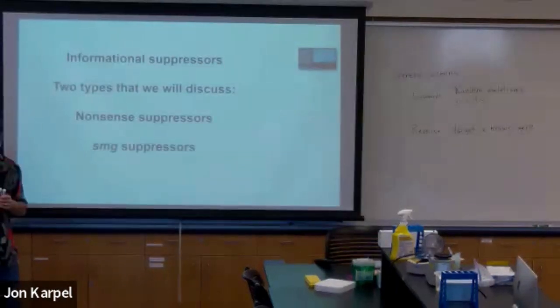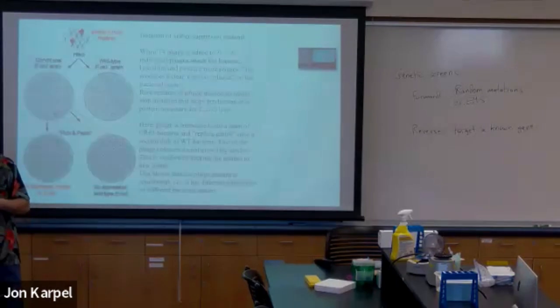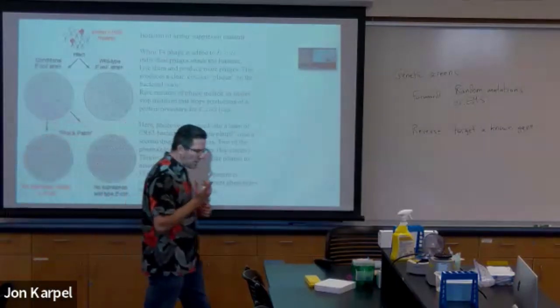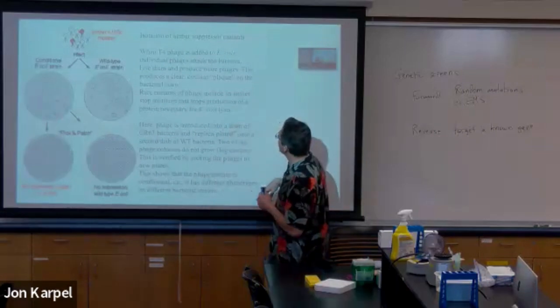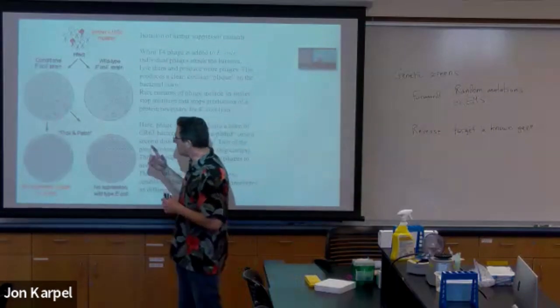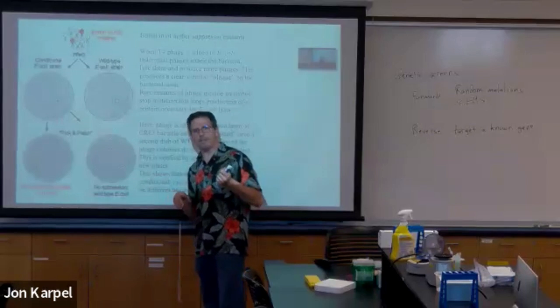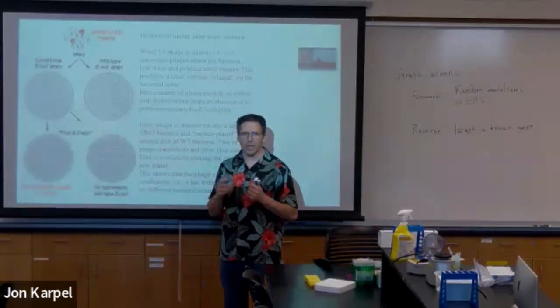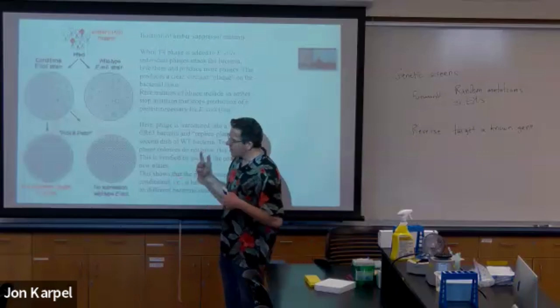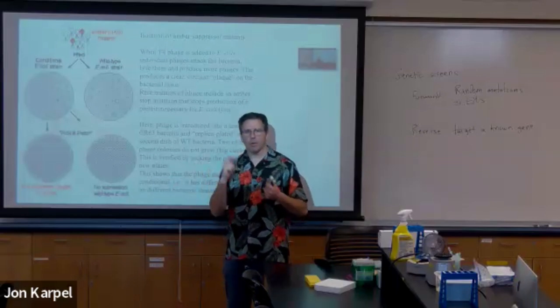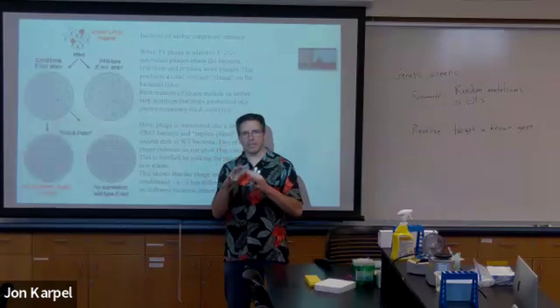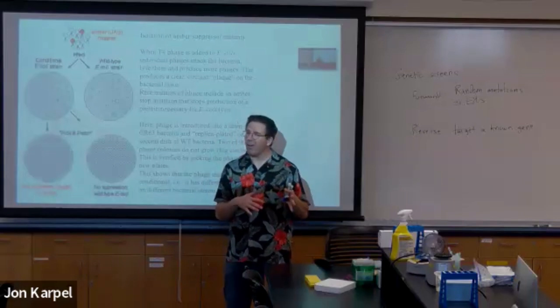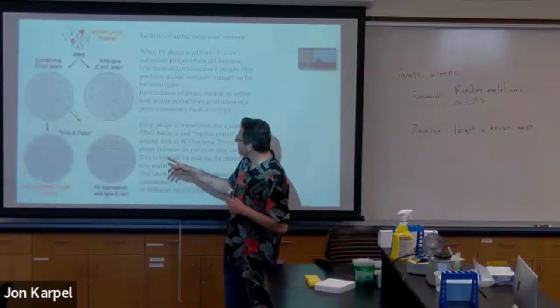What other suppressors are kind of interesting? I'm going to give you two examples of nonsense and smg suppressors. A nonsense suppressor, so this is an informational suppressor. So here, it's kind of interesting. They found a bacteriophage. So phages are viruses that infect E. coli or bacteria. They actually found a phage that would only grow in certain E. coli strains. So not all E. coli strains.